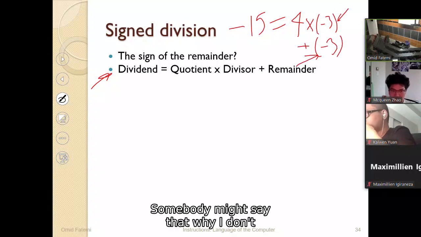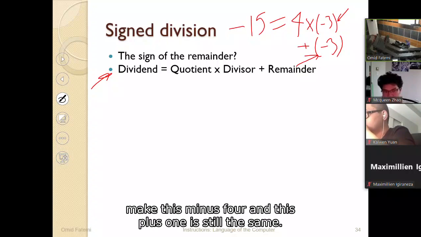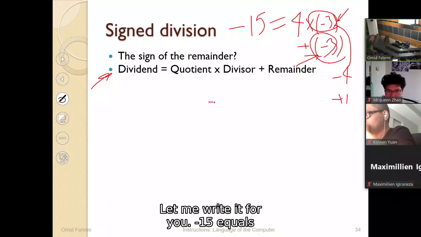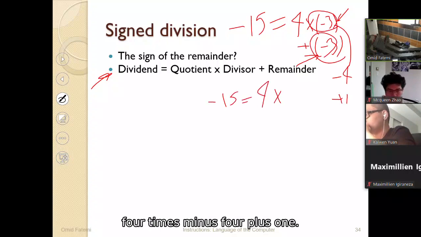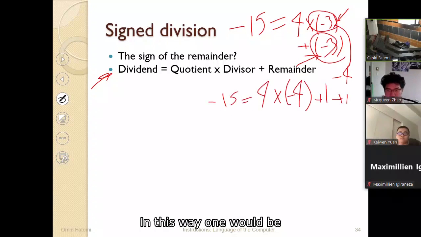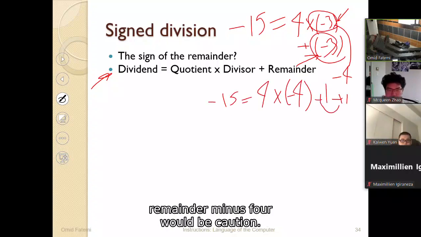Somebody might say, why don't I make this minus 4 and make this plus 1? It's still the same. Let me write it for you. Minus 15 equals 4 times minus 4 plus 1. In this way, 1 would be the remainder, minus 4 would be the quotient.